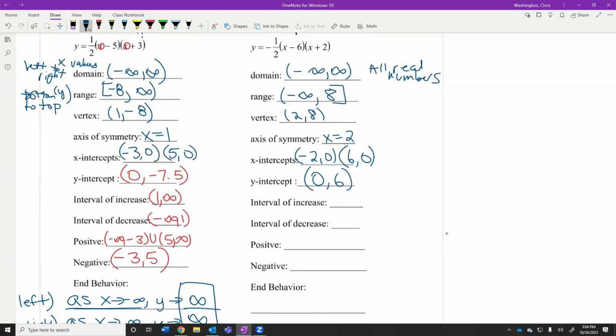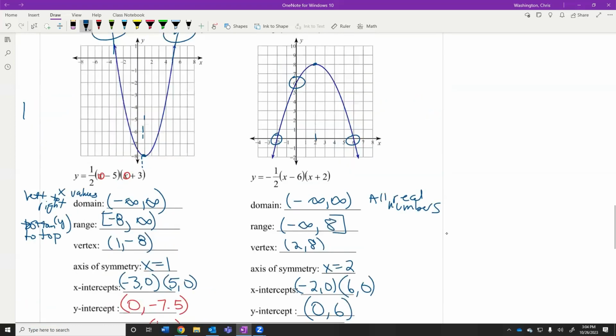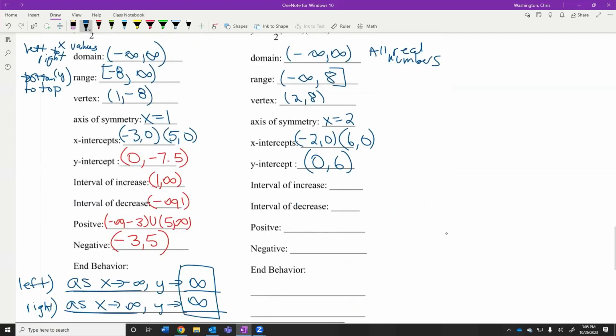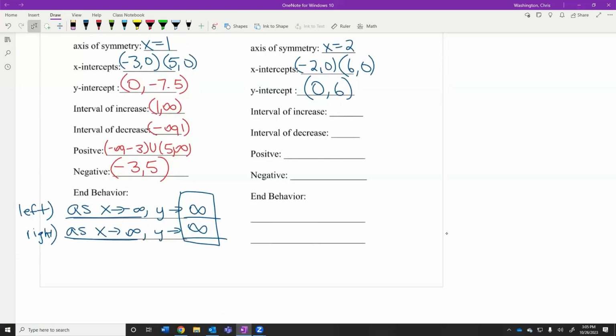In this case, this might be an example of like the medicine in your bloodstream. When is the medicine in your bloodstream increasing, or the amount of medicine increasing? And that would be the left side of the graph here. So from negative infinity to 2, we are increasing. And then from 2 to positive infinity, because we're using the x value, we would be decreasing. So from negative infinity to 2, we are increasing. And from 2 to infinity, we are decreasing.